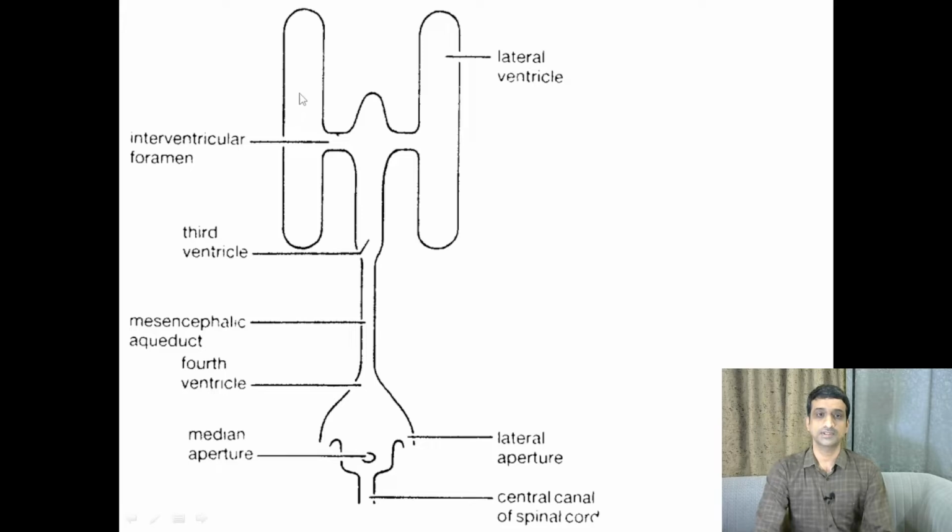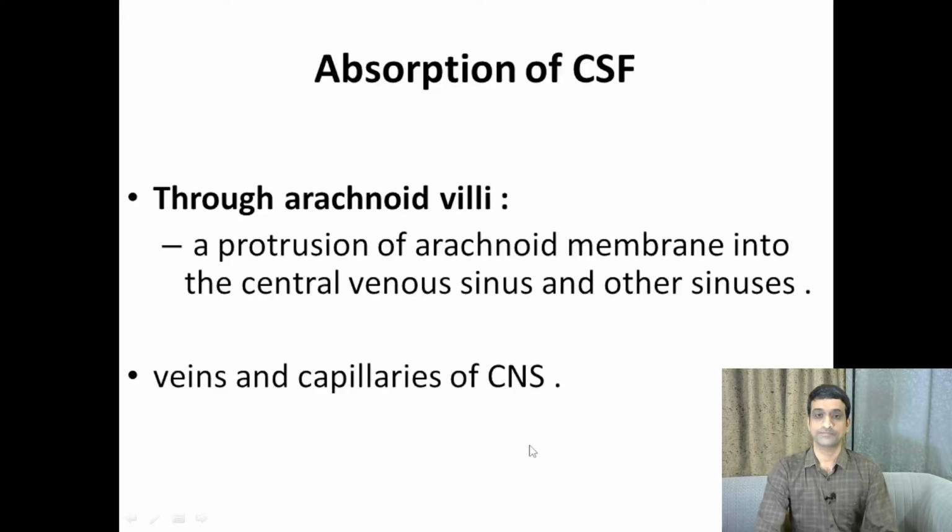On either side we have ventricles. In the center we have the third ventricle. These two are lateral ventricles. I can see the interventricular foramen connecting the lateral to the third ventricle. The third to fourth is connected by the mesencephalic aqueduct or aqueduct of Sylvius. Then from the fourth ventricle, through two lateral apertures and one median aperture, the CSF ultimately goes all around the brain and into the central canal of the spinal cord.